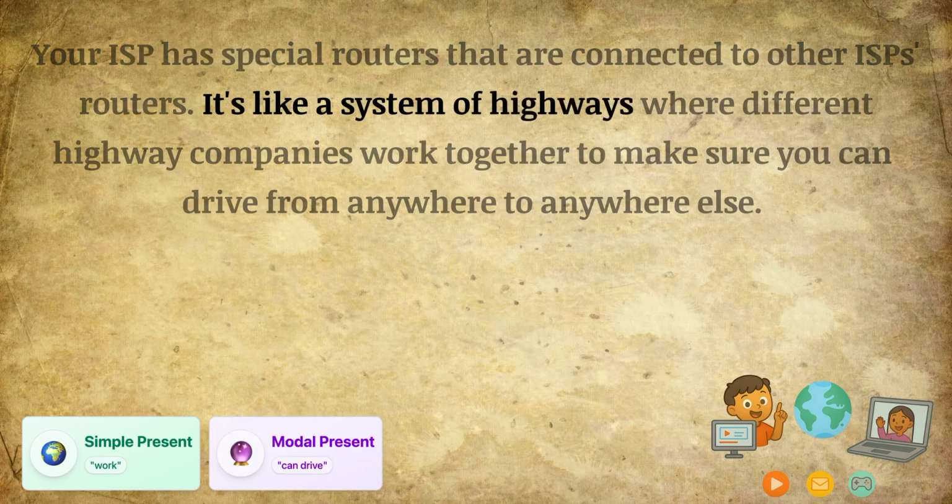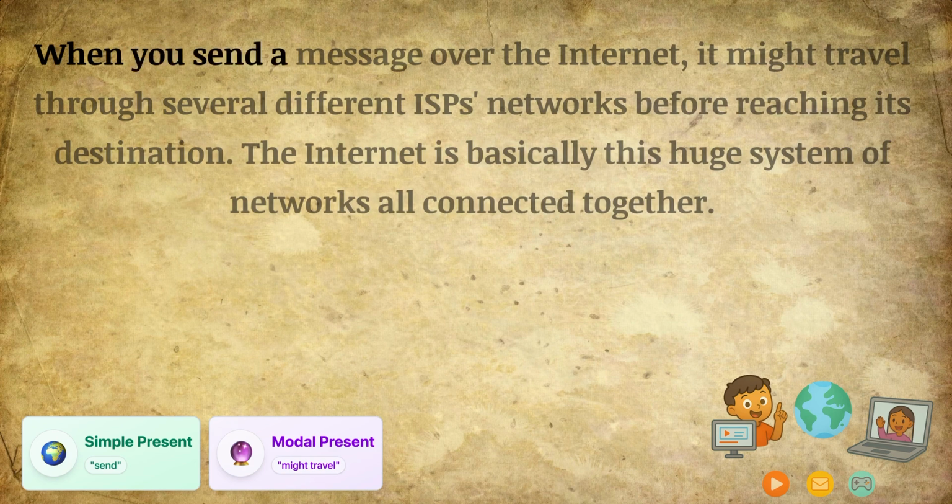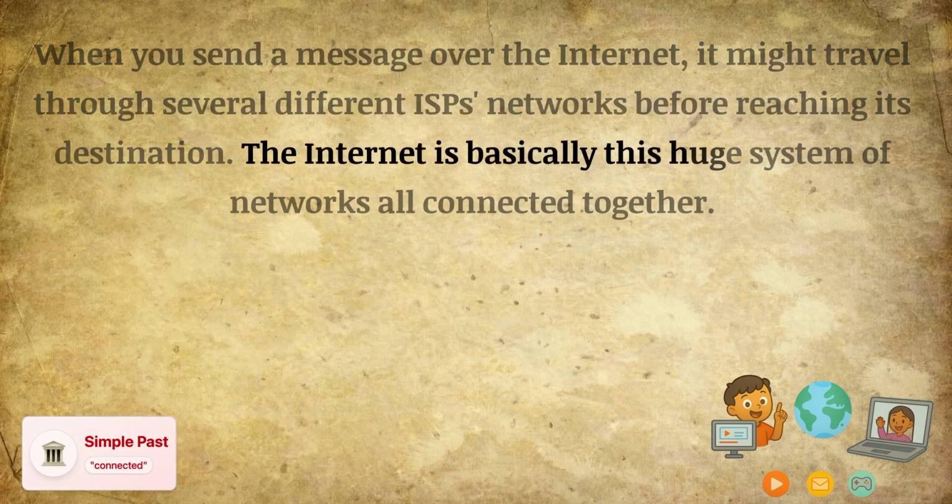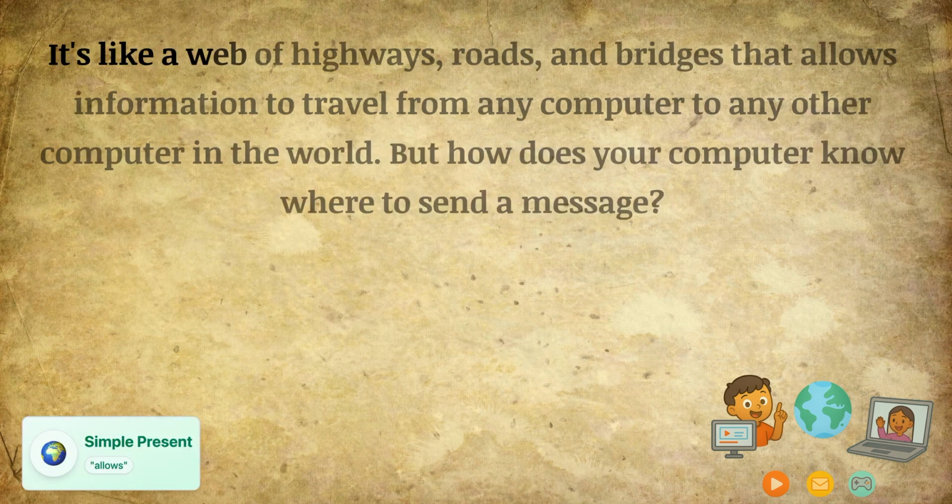It's like a system of highways where different highway companies work together to make sure you can drive from anywhere to anywhere else. When you send a message over the internet, it might travel through several different ISPs' networks before reaching its destination. The internet is basically this huge system of networks all connected together. It's like a web of highways, roads, and bridges that allows information to travel from any computer to any other computer in the world. But how does your computer know where to send a message?